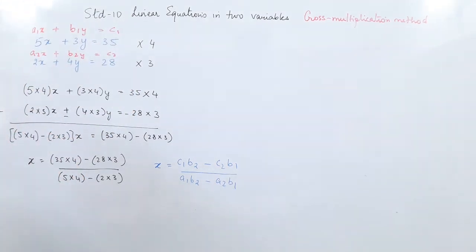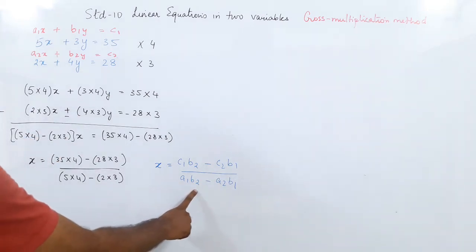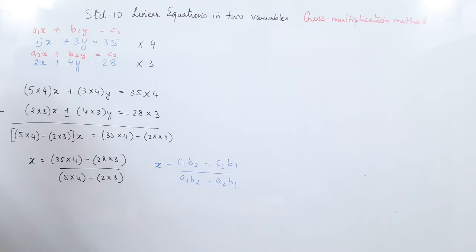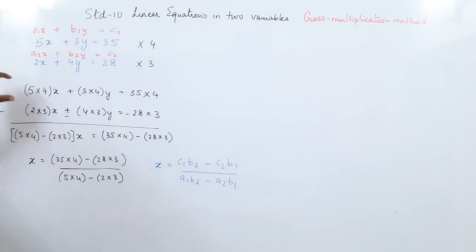So this is the form we got. How do we find x? x equals c1 b2 minus c2 b1 upon a1 b2 minus a2 b1. What I did here was the elimination method. I multiplied this equation by 4 and this equation by 3. I solved this, y got eliminated, x remained, and I brought it down. But if I have to write it in the form, I get this form.